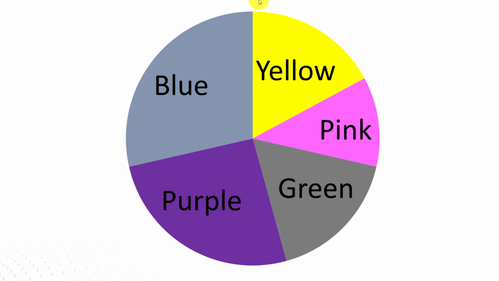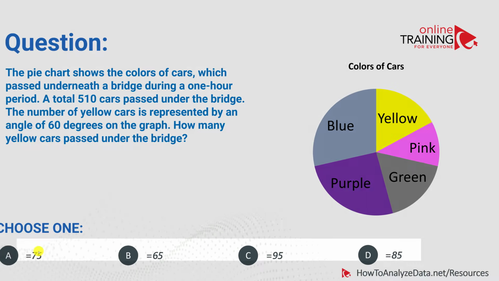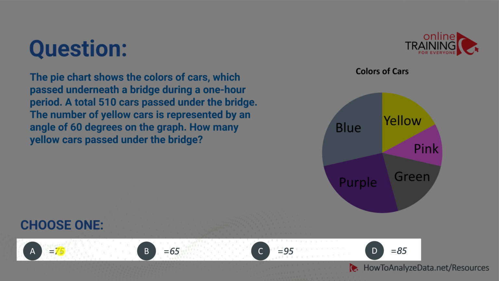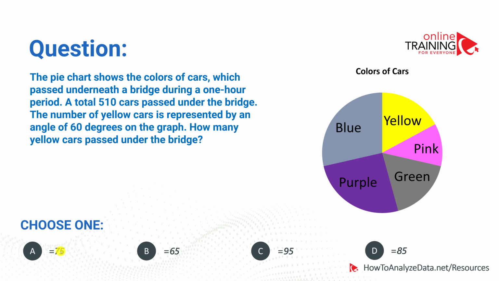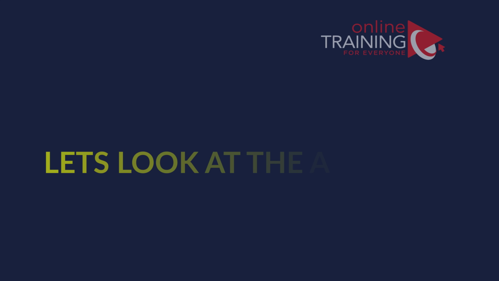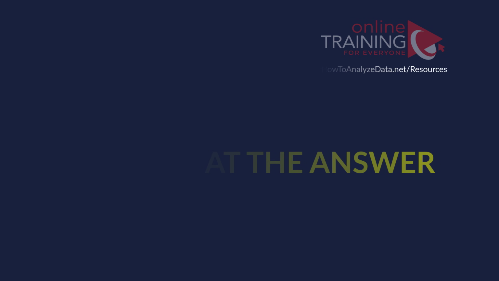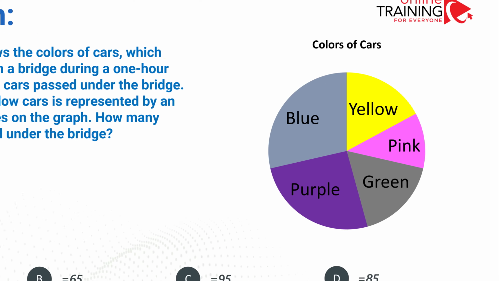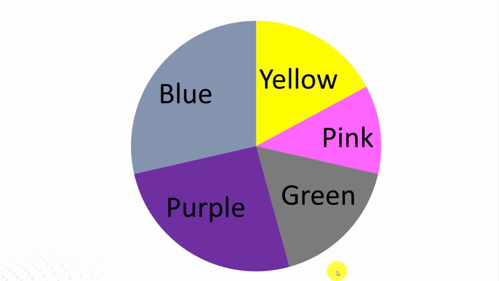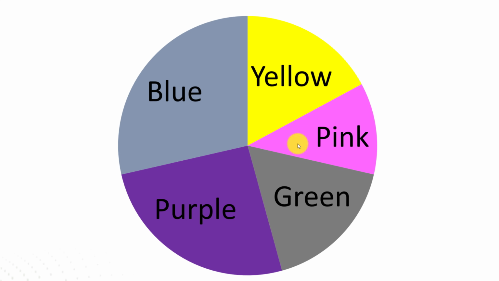You're presented with the graph which shows a yellow segment, which we know is 60 degrees. And there are four choices: 75 cars, 65 cars, 95 cars, or 85 cars. What do you think is the correct answer here? To answer this question correctly, you need to understand the ratio between the entire circle, which has 360 degrees, and the yellow portion of it, which represents the cars that passed underneath the bridge in a 1-hour period.